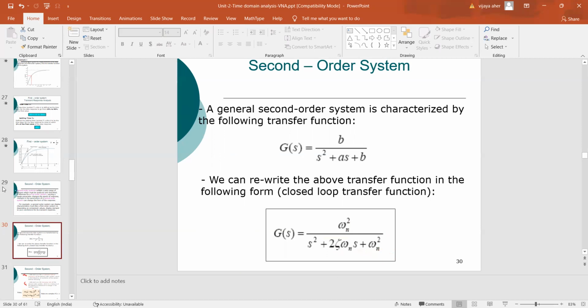Students, please write this equation. So this is a very important equation. Please write this equation. This is the closed loop transfer function for second order system. And we are going to use this equation.